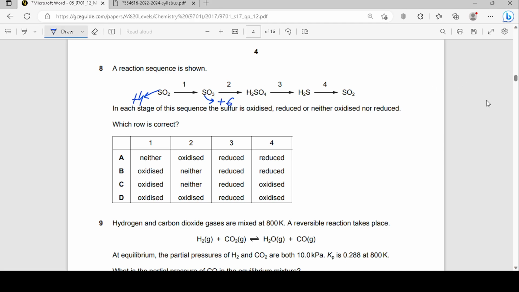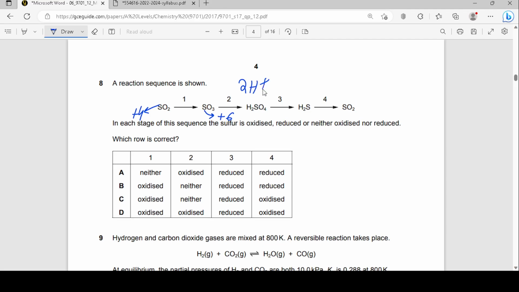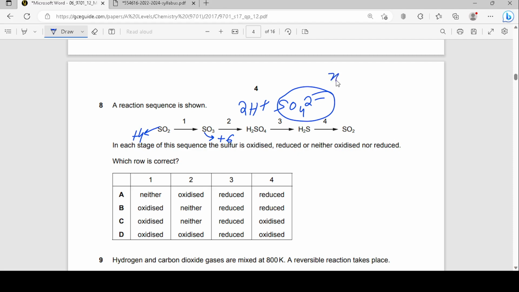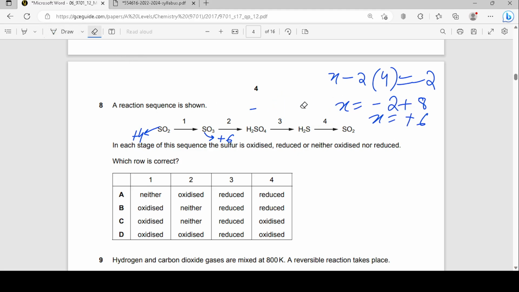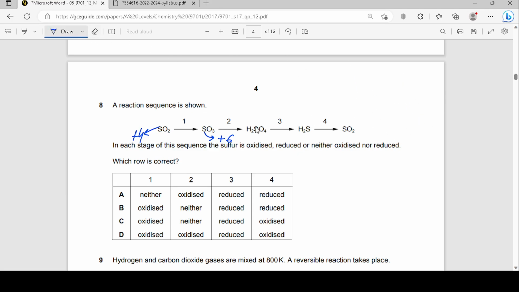Okay, and in H2SO4 we have two H+ and SO4 2-, right? So if I consider just SO4 2-, and sulfur I'm taking as X, oxygen again will have a fixed oxidation state of -2. There are four oxygen atoms, so I multiply this by 4, and because the SO4 2- ion has an overall charge of -2, I equate this to -2. So X equals -2 plus 8, X equals +6. So in SO4 2-, or H2SO4, the oxidation number of sulfur is +6.